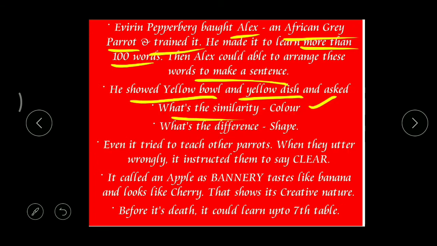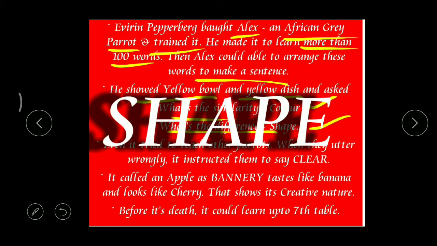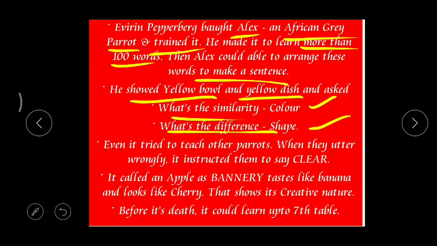And in the same way, he also put one more question. What is the difference? Then immediately it answered shape. Why? Because the bowl will be a little bit round in shape, and the dish will be oval in shape like this. Alright.